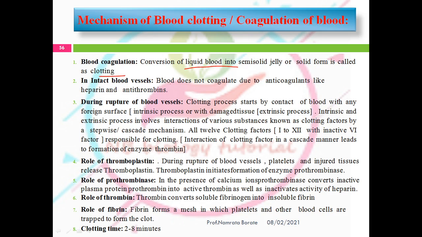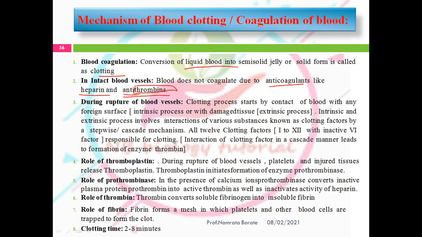In an intact blood vessel, blood does not coagulate because of the presence of anticoagulants. These anticoagulants are heparin and antithrombin. Anti means opposite, and thrombin is responsible for blood coagulation. As antithrombin is present, the blood never coagulates inside intact blood vessels.